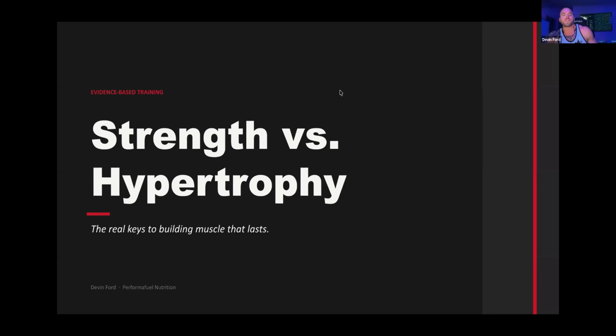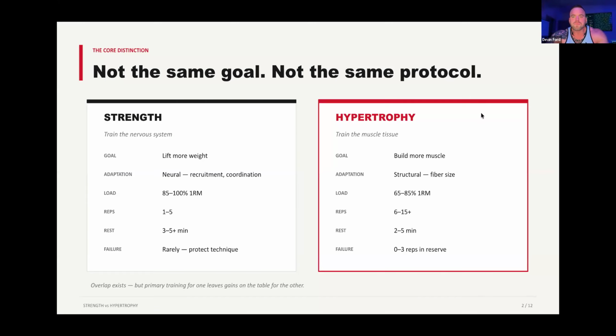So let's go over this. Strength versus hypertrophy. These things are different. I think this is really important for everybody to understand. You'll know more than all of the coaches you've ever had in your life by the time you get through this. So let's define both and go over what they're both trying to do and how you target both. In one slide, we're pretty much going over all of this.